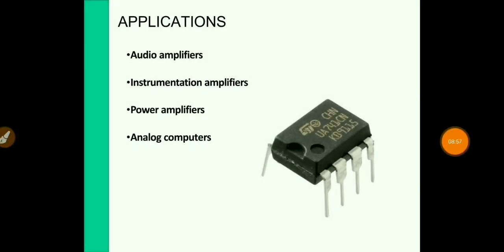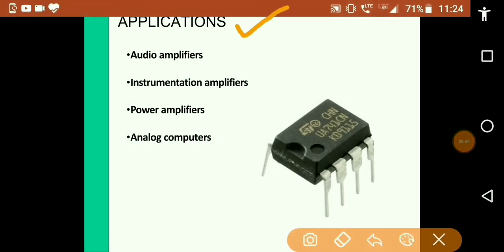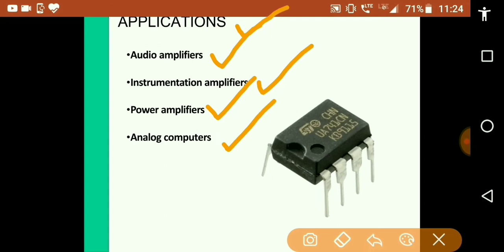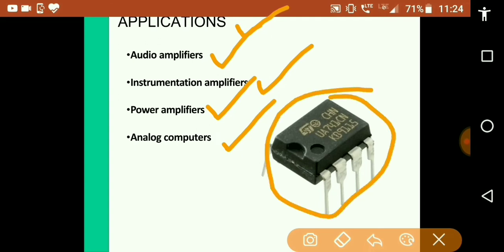So what are the applications of IC 741? It is used in audio amplifiers, instrumentation amplifiers, power amplifiers, and it is also used in analog computers. And this is the pin diagram of IC 741. This is the 8-pin IC, and the detailed description of all the pins you have already learned in the previous slide.